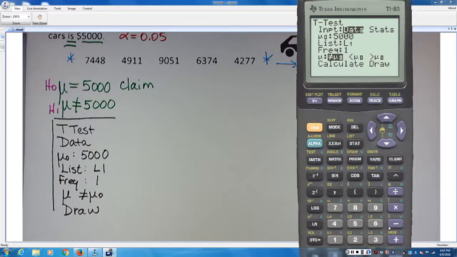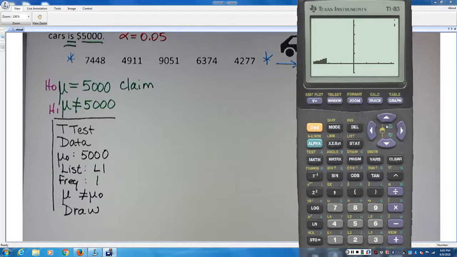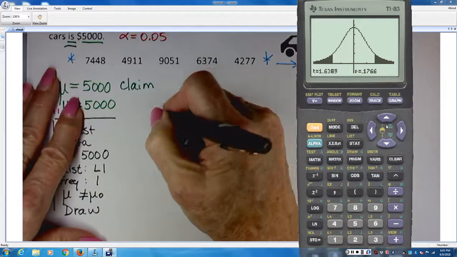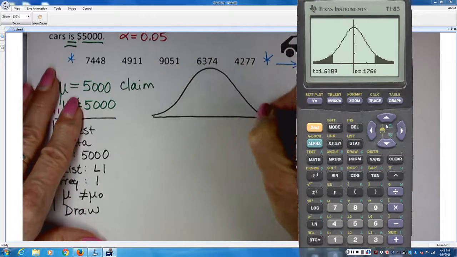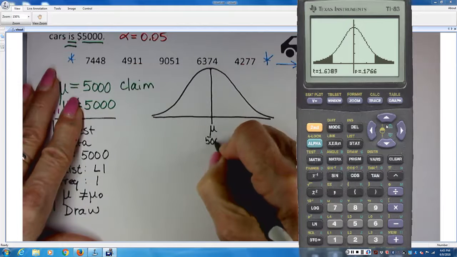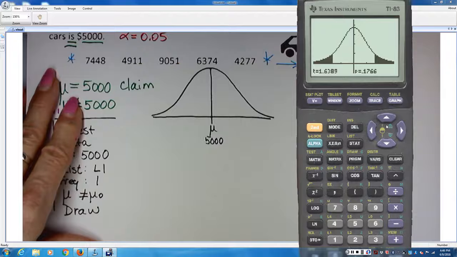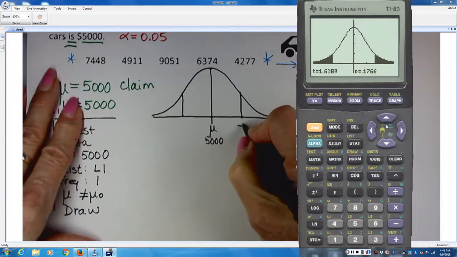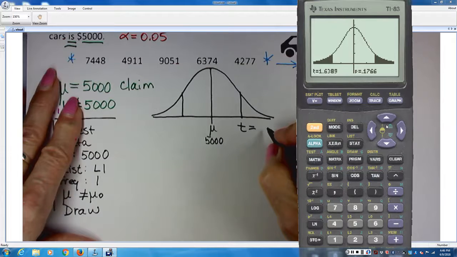So you make sure you write that down because that's your work. And then draw the picture. And I'm seeing an awful lot of dark shading, so I'm thinking probably H0 is true. And it says the t-value that goes along with our sample data has a positive value of t, that's 1.6389.